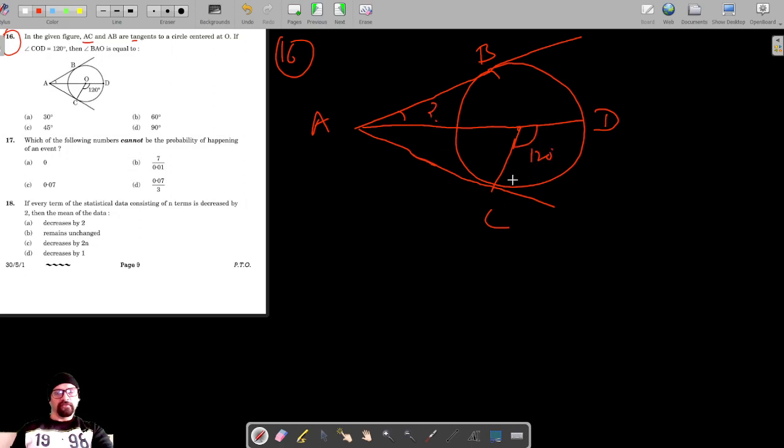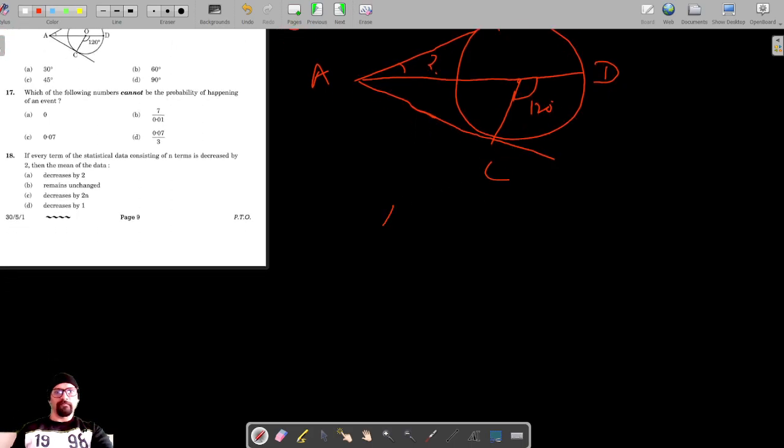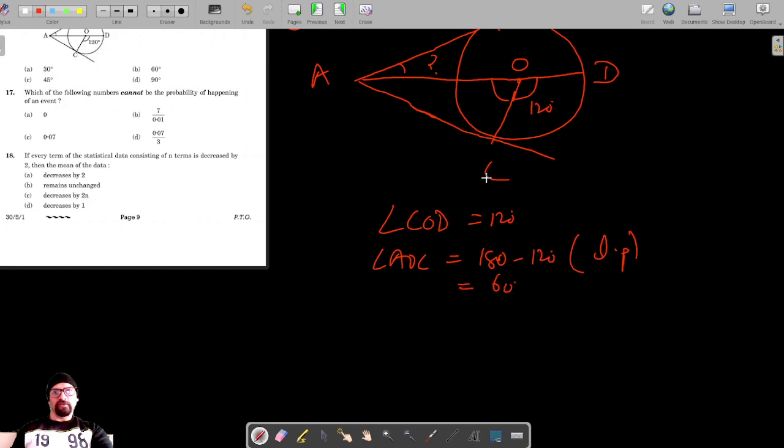And it's given that angle COD is 120 degrees. So angle COD is equal to 120 degrees, which will give us angle AOC. So AOC is 180 degrees minus 120, because these two angles make the linear pair. So this angle is 60 degrees now. This one is 90 degrees.